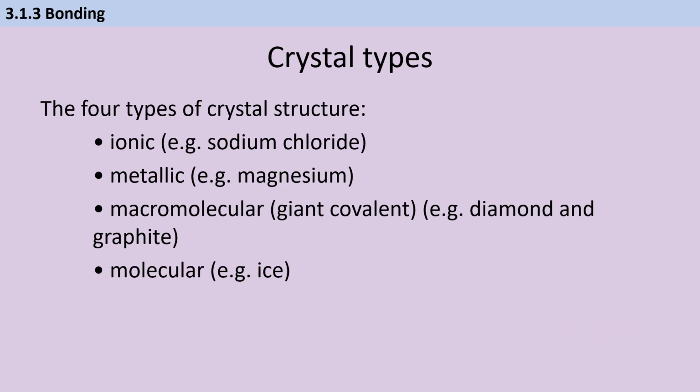In the bonding topic, we talk about 4 different kinds of crystal structure. So crystal structure just means what is the overall structure of this substance? Is it ionic like sodium chloride? Is it metallic like magnesium? Is it macromolecular, which you would have called giant covalent at GCSE, like diamond and graphite? Or is it a simple molecular substance like ice?